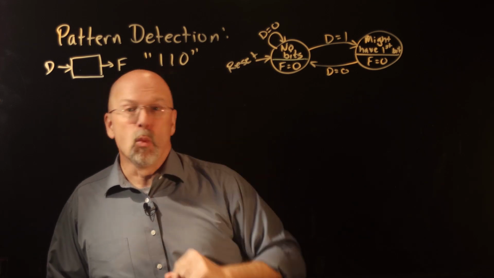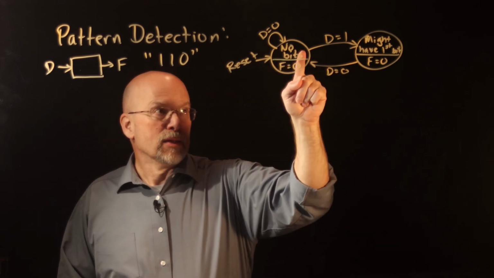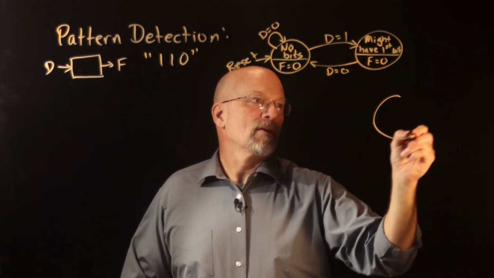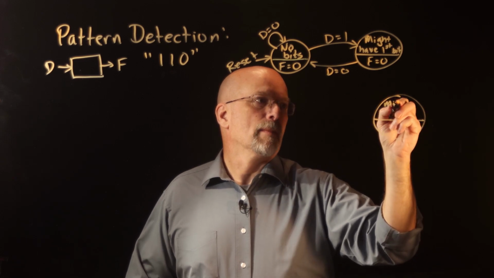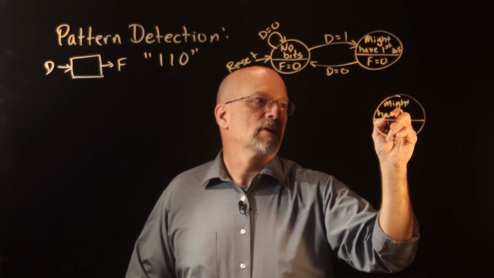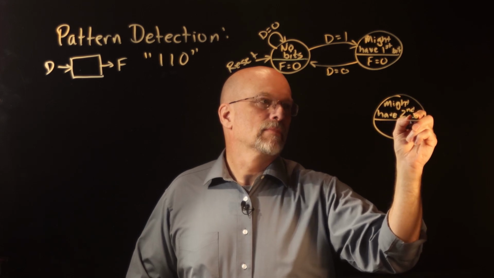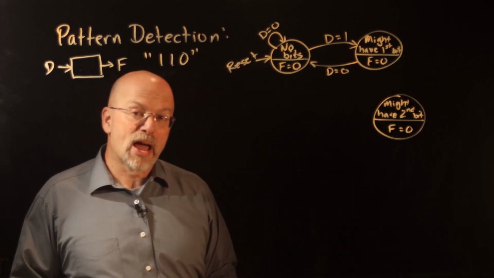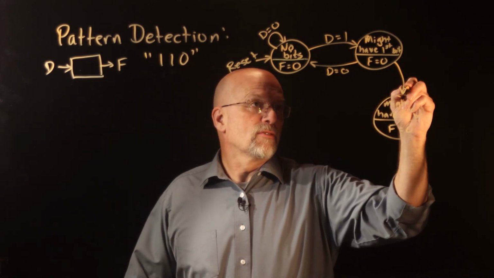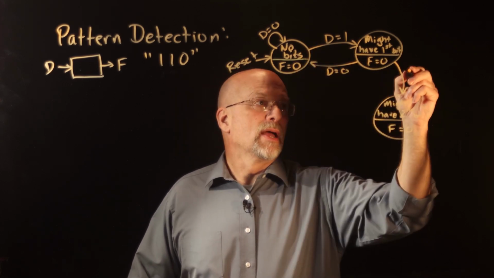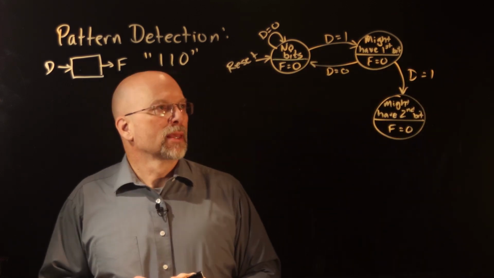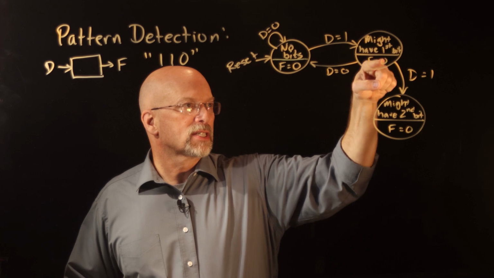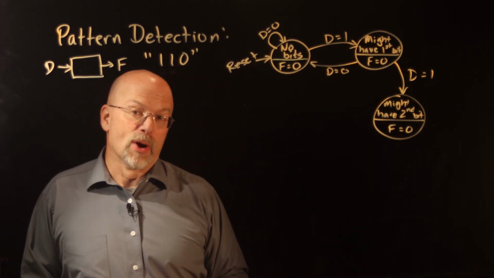Now, what if I have a 1? Well, if I get a 1, that transition, followed by another 1, I might have the second bit. So we'll have another state here. It's called might have second bit. Still, we don't know if we've got the full series, so we're going to have an output of a 0. This occurs if we get a 1 followed by another 1. All right. Now, I've got my 0 and 1 out of this state. This state now needs its 0 and its 1.